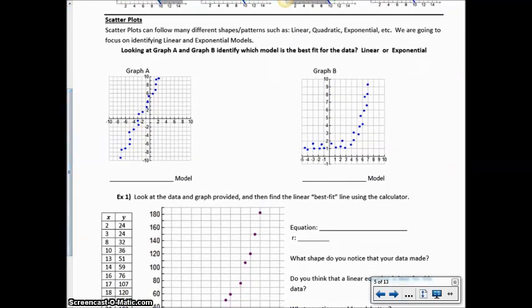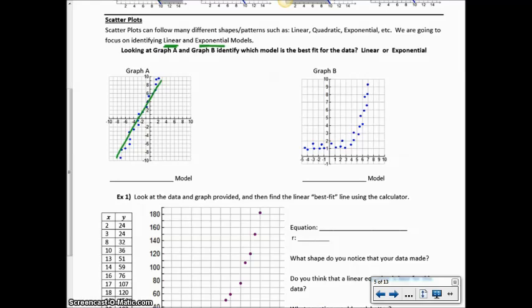Okay, scatter plots can follow many different shapes or patterns such as linear, quadratic, exponential. We're going to try to focus on identifying linear and exponential models. We're not really going to look at quadratic. So if we're looking at graph A and graph B, we're going to identify which model has the best fit for the data. So it's basically saying, is it linear or is it exponential? That's what it's asking you. Is it going to be a linear model or is it an exponential model?